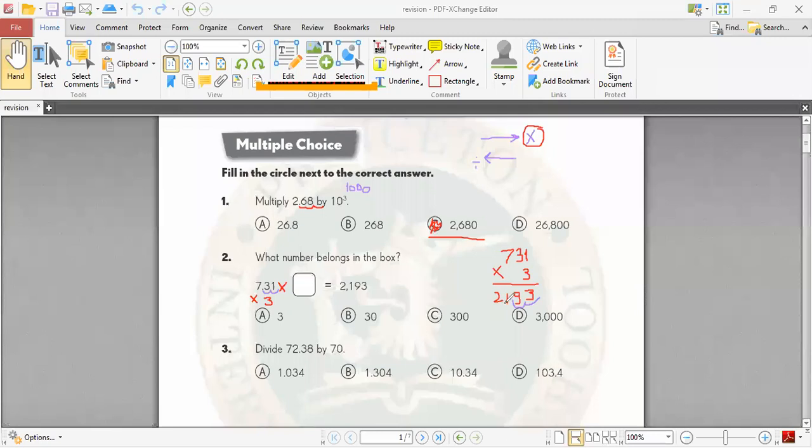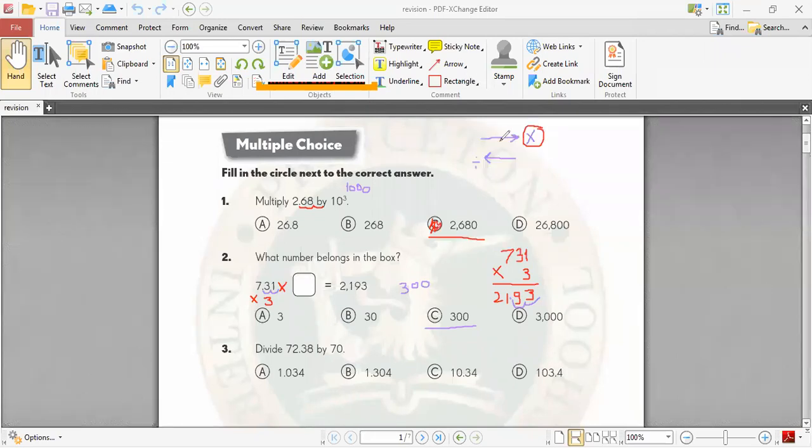Getting rid of the decimal point here needs to move it 2 steps to the right. And moving the decimal point 2 steps to the right means multiplying by 100, which is 2 zeros. And I already multiplied by 3. So we need to put what in here in the box? 300. So multiplying 7.31 times 300 gives this answer, which is 2193.